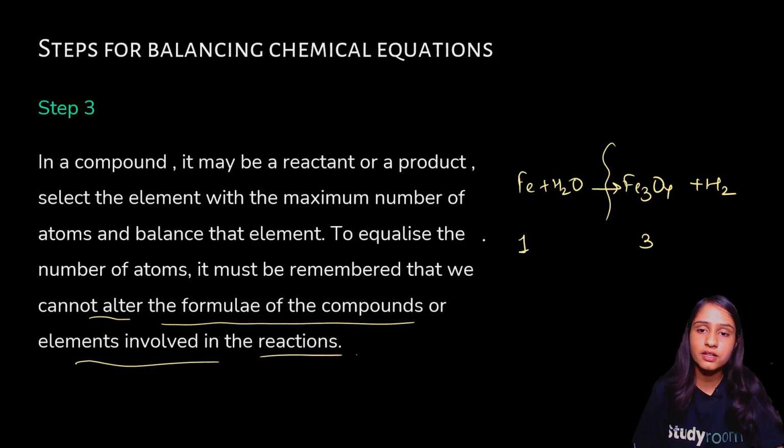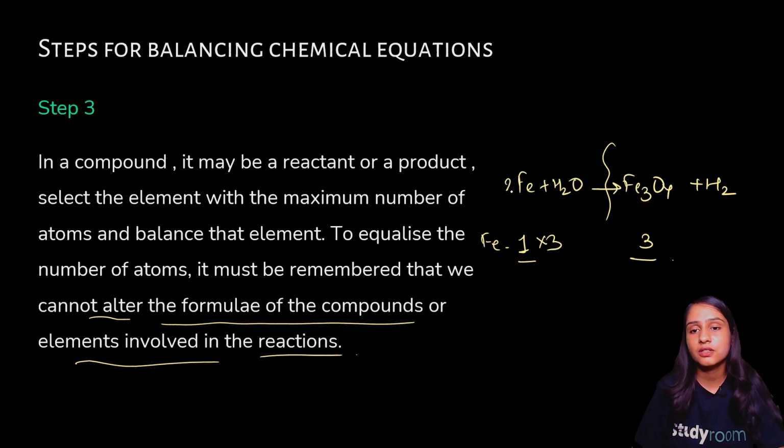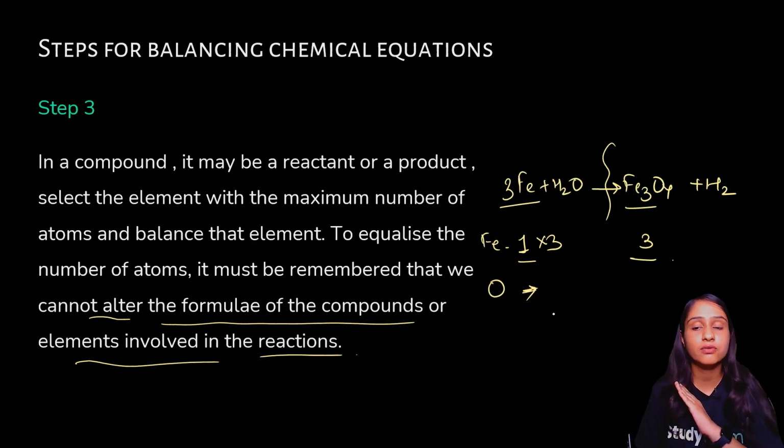So here the number of Fe was 1, here it is 3. So what will you do in order to balance the chemical equation here? You will multiply it by 3. So here 3 comes, here the 3 comes. Okay, so this is the approach. You need to have it very clear. Once you practice this, you will get it very smooth.